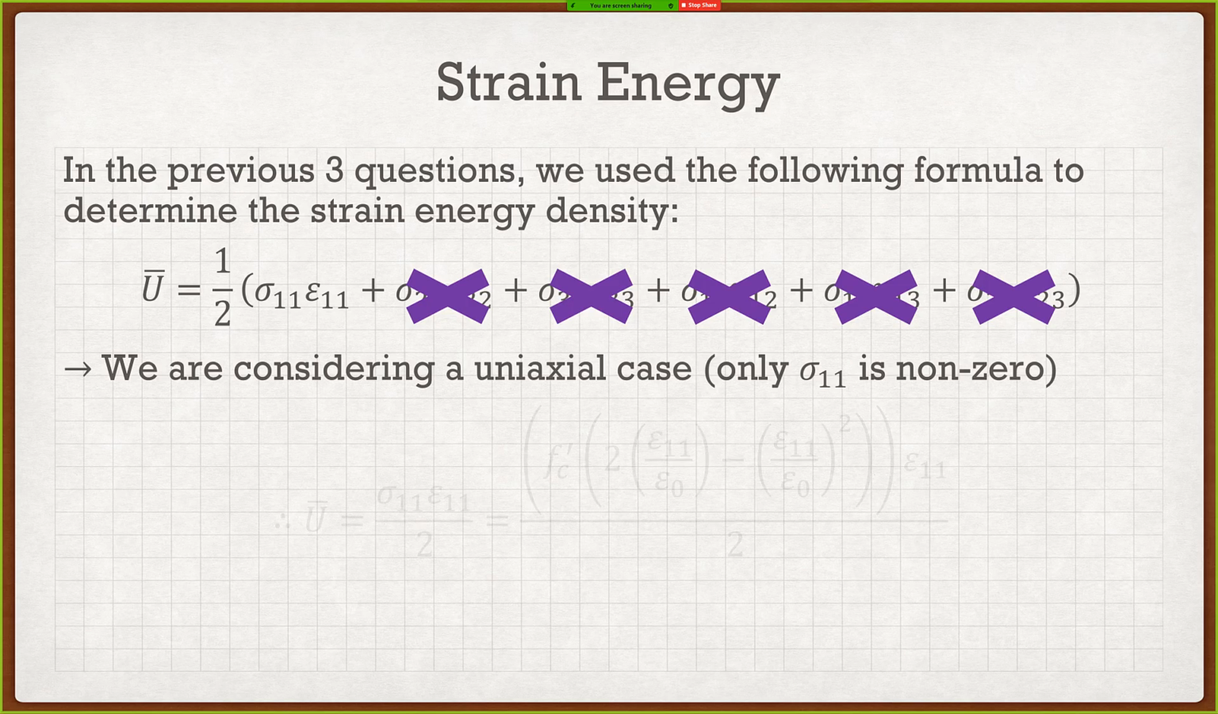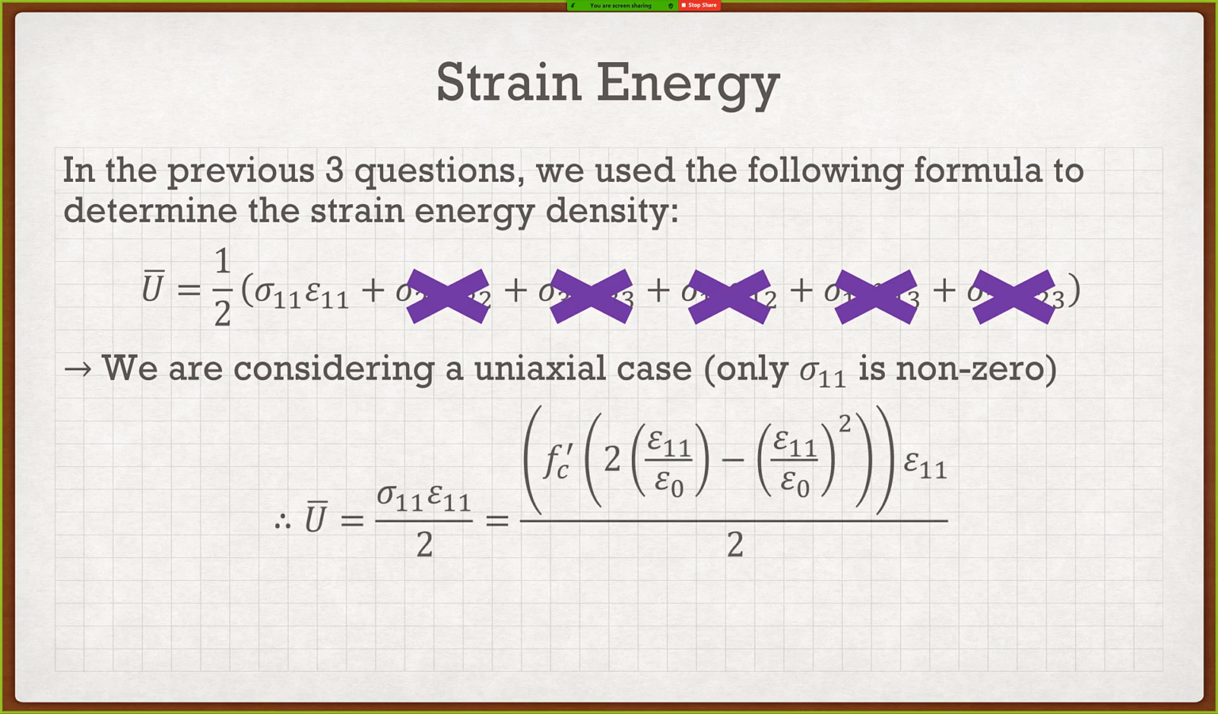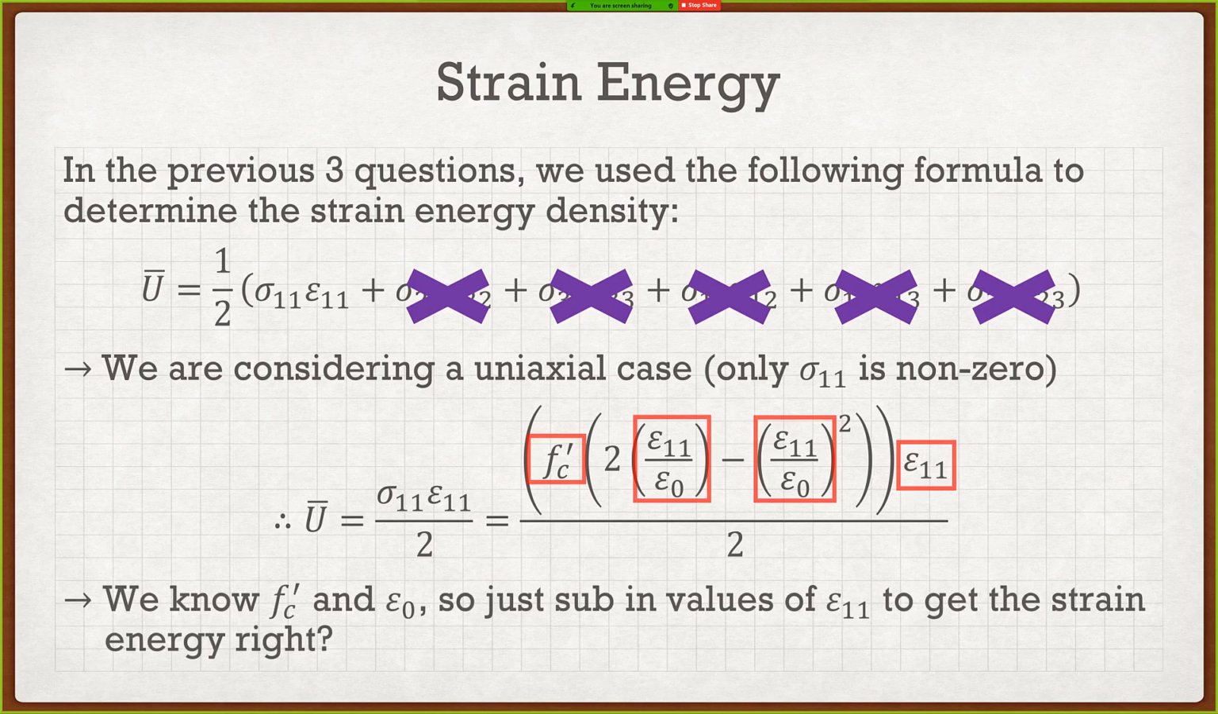You say, all right, well, that doesn't sound too bad. I can say that my strain energy is equal to sigma 11 times epsilon 11 divided by 2, and we're given a nice formula for sigma 11. So I can substitute that formula for sigma 11 to get the following long equation. As we can see, there are going to be three different parameters in this equation: f prime c, epsilon 1, and epsilon naught. We know what the constants f prime c and epsilon naught are, so the only real unknown is epsilon 1. So all we have to do for part B and part C is substitute our value of epsilon 1 as the peak strain or the crushing strain to get our strain energy, right?